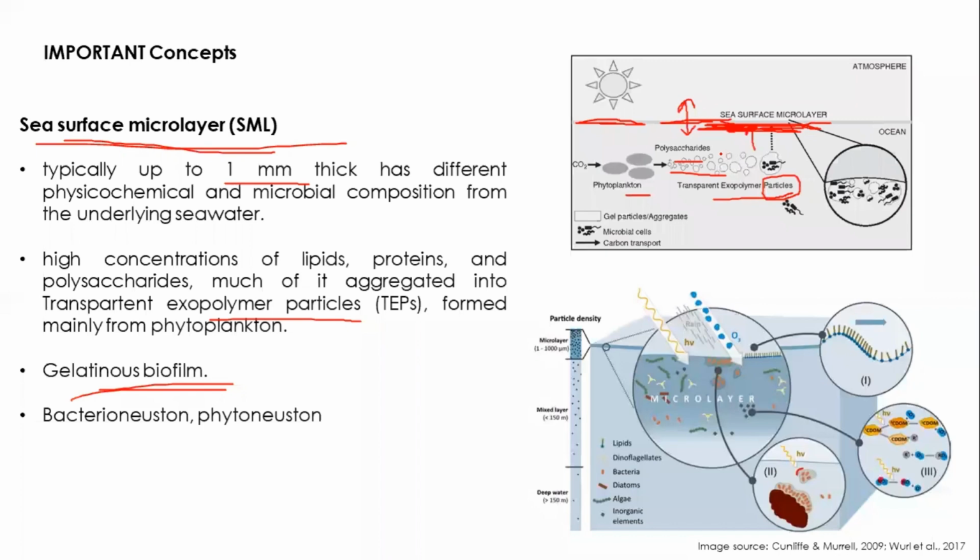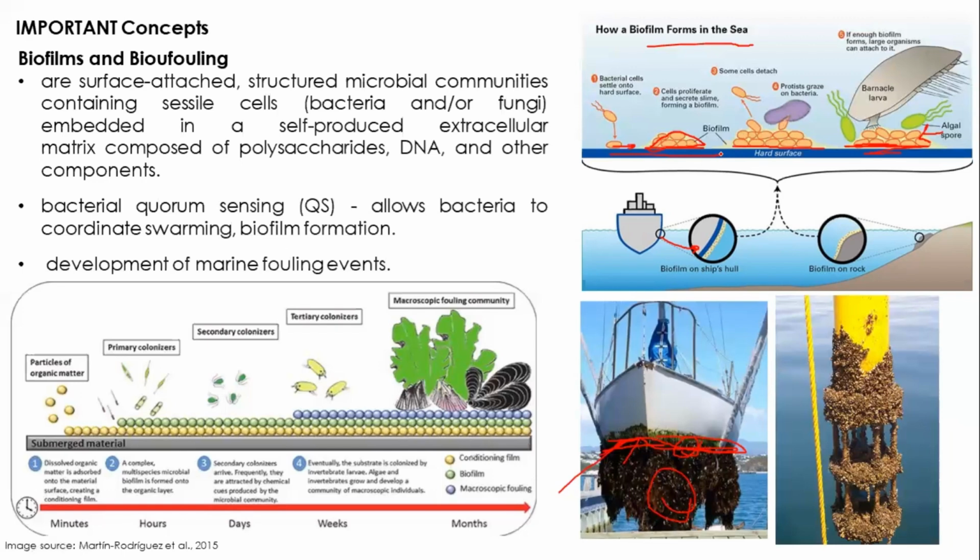First is the sea surface microlayer that is being made by the exopolymer particles of the phytoplanktons on the surface of the sea. And the second one is the biofilm and the biofouling. That is, the bacteria will get attached to the hard surface. It secretes the exopolymers in the form of exopolysaccharides and DNA and other components.